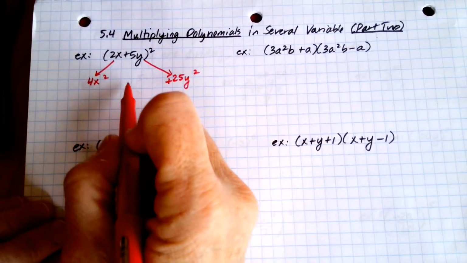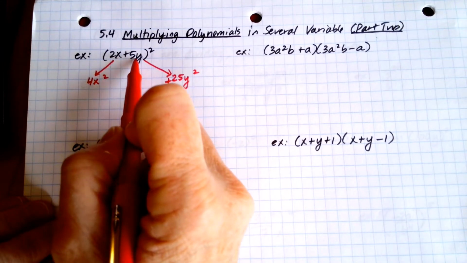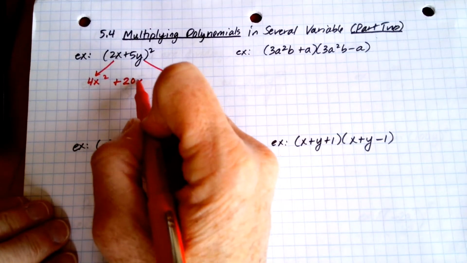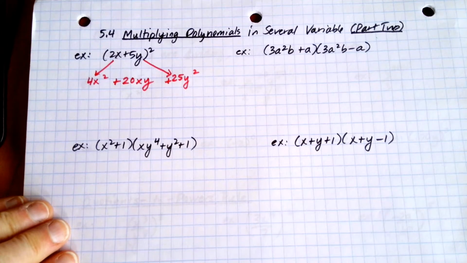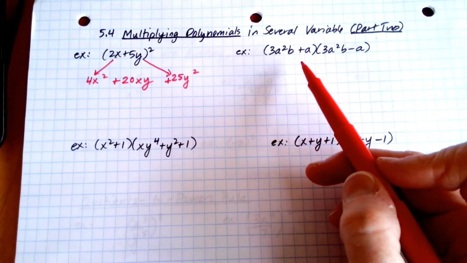And then the middle term is these two multiplied, so 2x times 5y is 10xy, and then double it, so 20xy. Okay? That was a special case that we did in the last section. Over here, we have another special case.